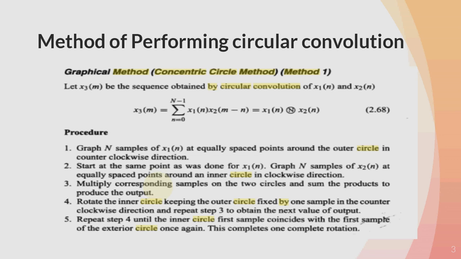Repeat these steps again. Rotate the inner circle in anti-clockwise direction by one sample point, and again multiply the corresponding sample points of the two circles and sum the products to produce the output. Again repeat for the next step, that means rotate the inner circle one more sample point, again multiply them and sum to produce the output.